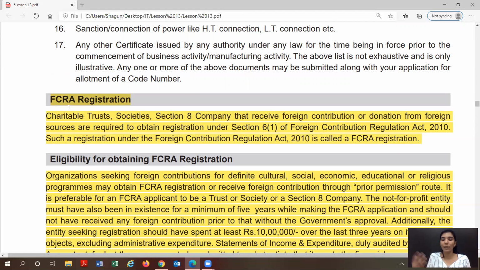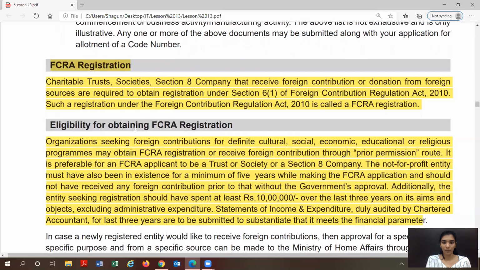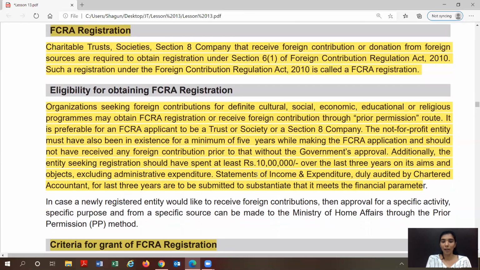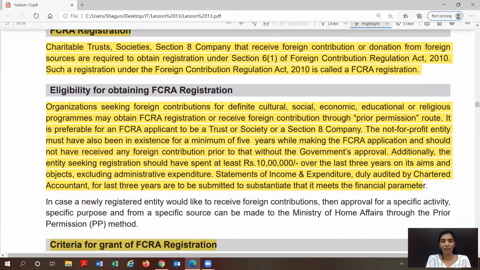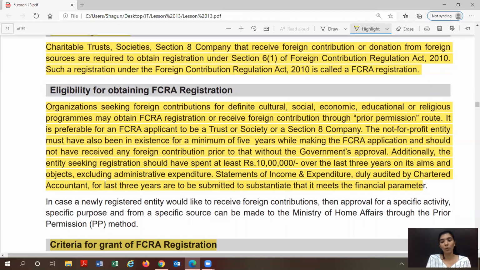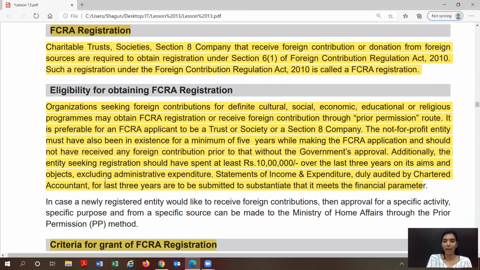ऐसे ही वो किसी से भी foreign से पैसे नहीं ले सकता. They will have to apply for FCRA registration. Such a non-profit organization will have to be in existence for a minimum of 5 years, and they will have to take prior government approval for receiving funds from foreign in the way of contribution. And such registration should have spent at least rupees 10 lakhs in last 3 years towards its objectives. जो non-profit organization का जो objective है, उन्होंने pursue करने में at least rupees 10 lakhs spend करना होना चाहिए for the previous 3 years.